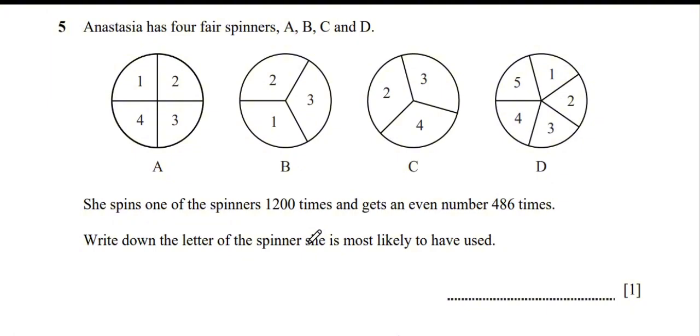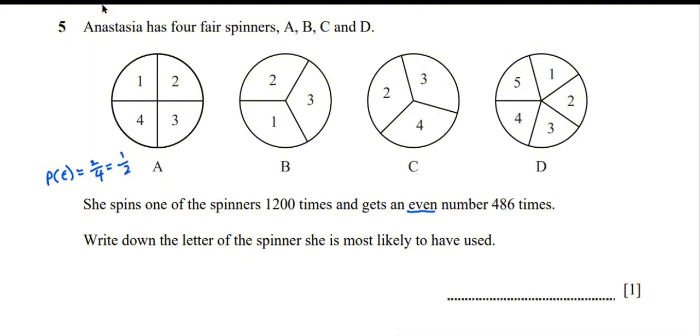So, moving to the next question, Anastasia has 4 spinners, A, B, C, D. She spins one of the spinners 120 times and gets an even number 486 times. Write down the letter of the spinner she is most likely to use. So this problem is on probability. I will say the probability of an even number here: we have how many even numbers? 2. So that will give us 2 over the total number, which is 4. So 2 over 4 is the same thing as 1 over 2.